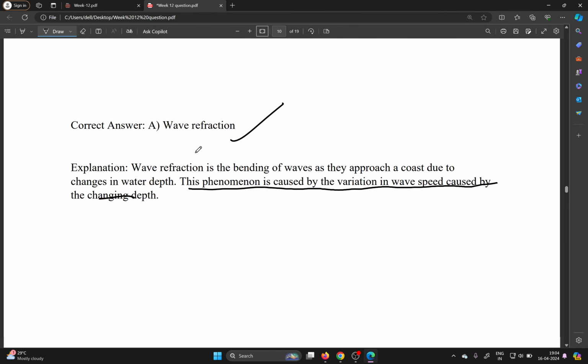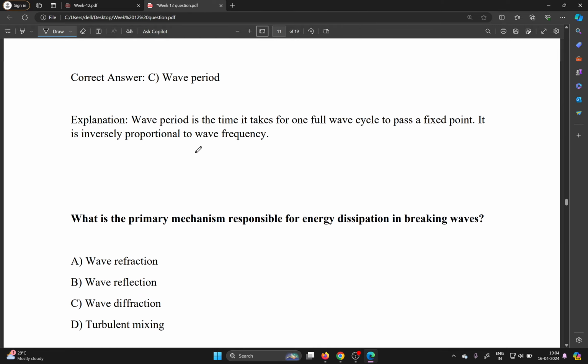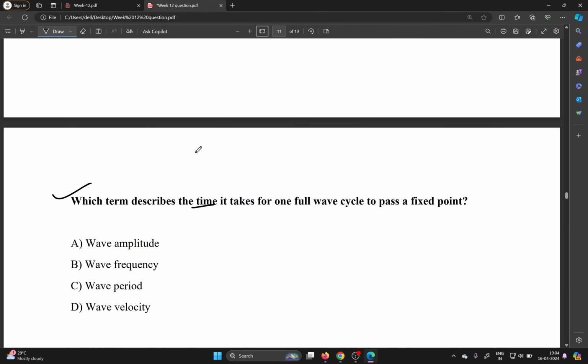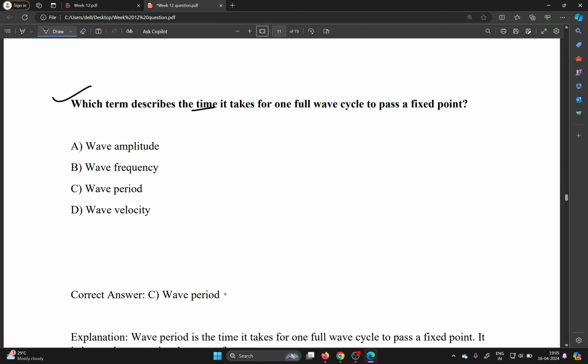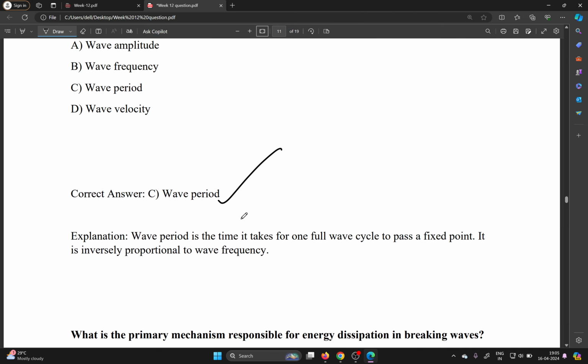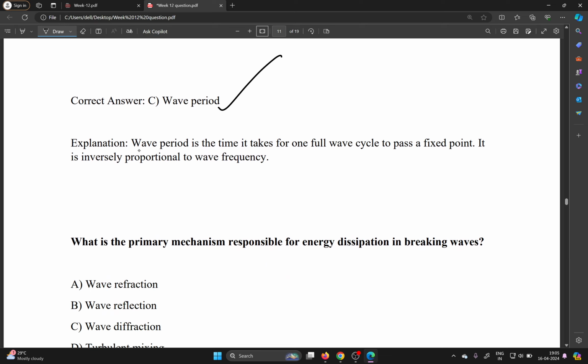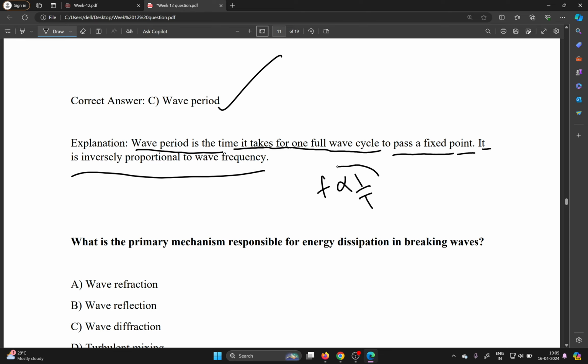Now I am on the question number, yes, here. Which term describes the time it takes for one full wave cycle to pass a fixed point? This is nothing but your wave period. These are some basic questions I have taken, because this information will help you in considering the boundary conditions when you solve the wave propagation problem in water or in the case of a fluid. The explanation: wave period is the time it takes for one full wave cycle to pass a fixed point, and it is inversely proportional to your wave frequency.